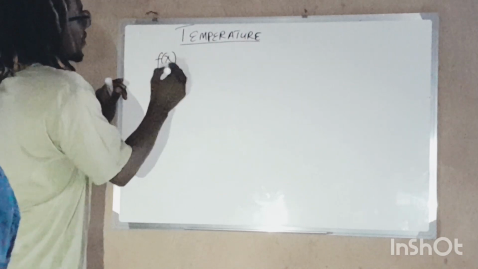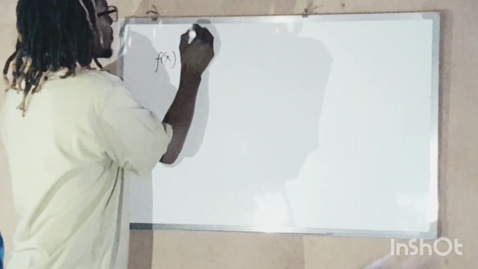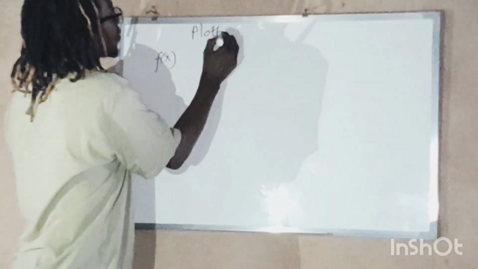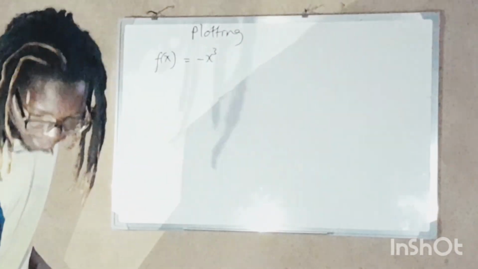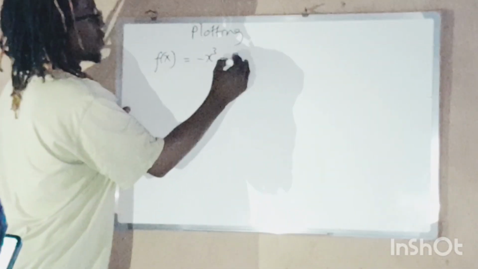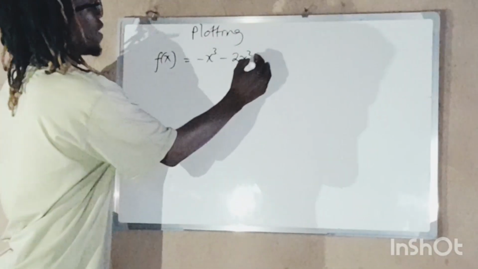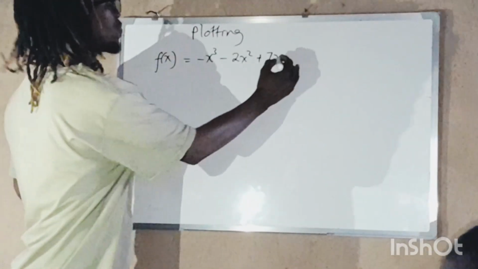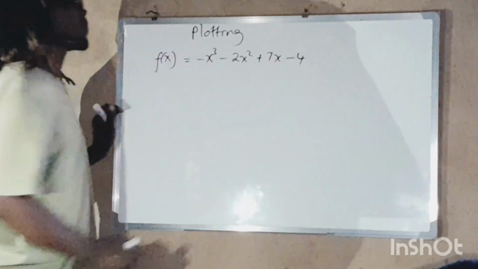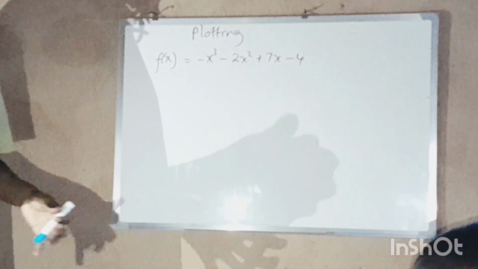So this is f(x) = -x³ - 2x² + 7x - 4. Right? So I said first thing first, in plotting the function, we must check the what?